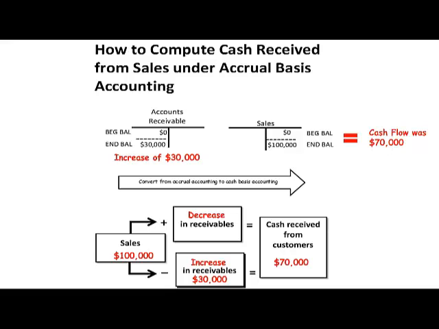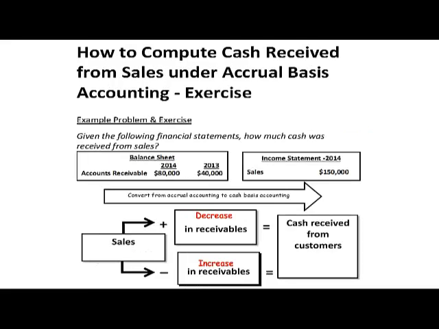Okay, let's take a look at a slide that's slightly more complicated but using exactly the same formula. Again, I have my sales and I have my decrease on top and my increase on the bottom, my plus on the top and my minus on the bottom. So it's exactly the same formula. But in this case it says, given the following financial statements, or at least these are partial financial statements, how much cash was received from sales?